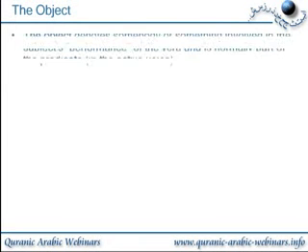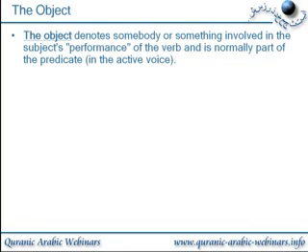The object. The object, i.e. the object of a sentence, denotes somebody or something involved in the subject's performance of the verb and is normally part of the predicate in the active voice. So i.e. the object is a thing that the action normally is being done upon.